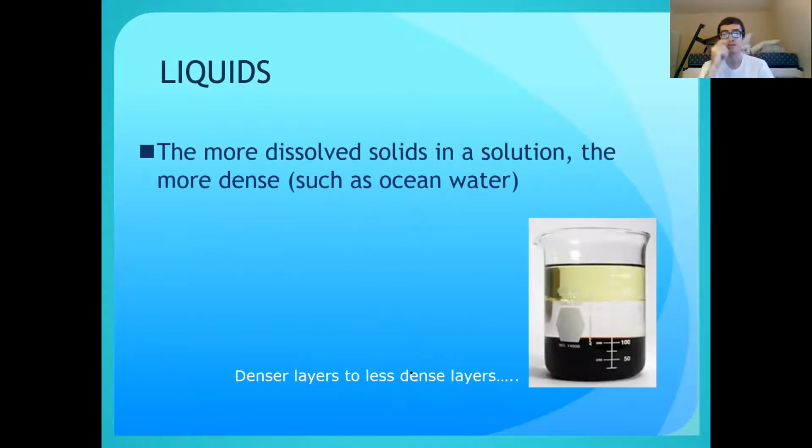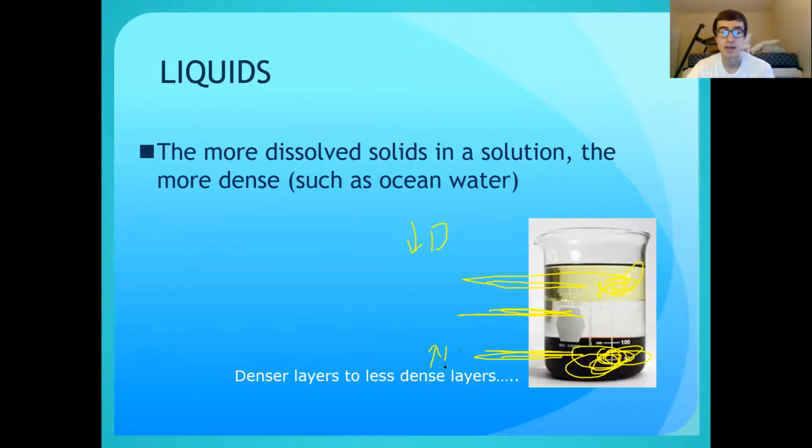Liquids also have different densities. So like over here, the reason why we have these very defined layers in this beaker is because the liquids in here are all very different densities from one another. And so the most dense material will sink to the bottom and the least dense material will float on top. So this top has a low density, but the bottom has a high density.